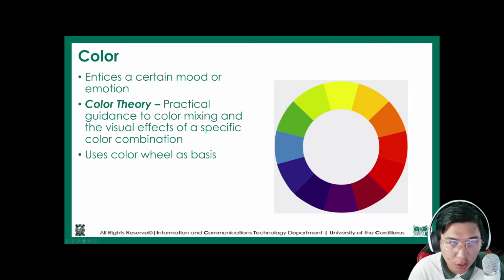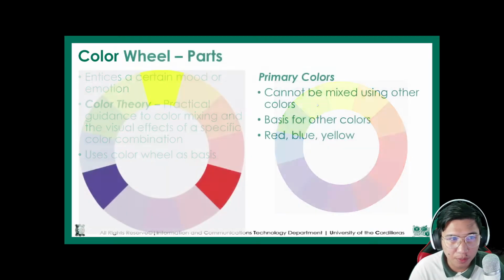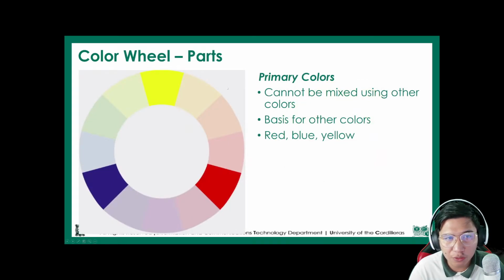When we say color theories, it's the practical guidance to color mixing and the visual effects of a specific color combination. It uses the color wheel as a basis. So alam naman na natin to, di ba? Elementary pa lang tayo na-introduce na sa atin ang color wheel. Diba? And meron tayong different parts ng color wheel. First of all, we have primary colors in which it cannot be mixed using other colors. It usually consists of red, blue, and yellow lang po. Diba? Red, blue, and yellow. It's the basis for other colors.